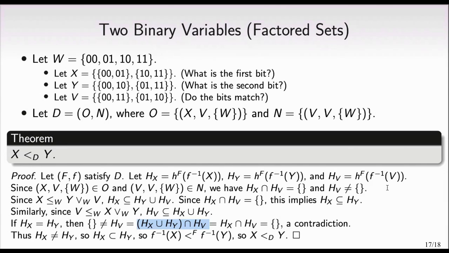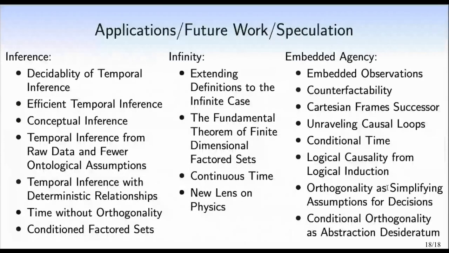Okay, applications. Here are some applications and future work and speculation that I'm interested in. First, there's inference. There's a bunch of questions about how we do efficient inference. There's lots of different exciting inference-related stuff, a lot of it coming from the fact that we're making fewer assumptions than Pearl. And so in some sense we're coming more from the raw data. And there's this whole inference paradigm that I have two proofs of concept for, but I really don't understand that well.